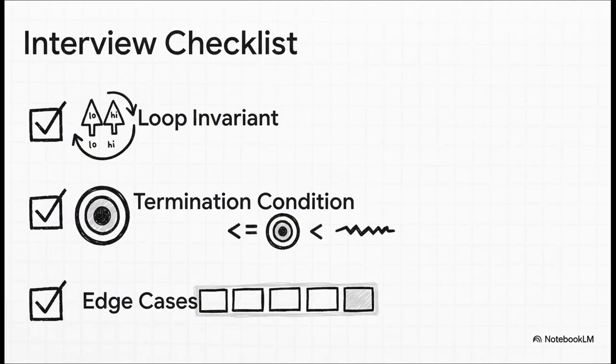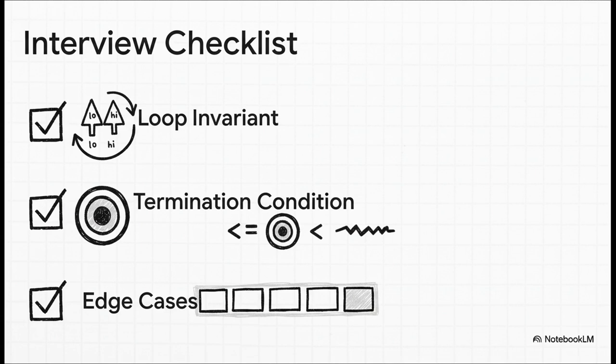So before you write a single line of code in an interview, run through this mental checklist. First, state your loop invariant out loud. What's the one thing that's always true about your low and high pointers? For example, the answer is always between low and high. Saying this keeps your logic straight and helps you avoid those nasty off by 1 errors. Second, pick the right termination condition. Low less than or equal to high is your go-to for finding an exact match, but low less than high is often safer and easier to reason about when you're looking for a boundary.